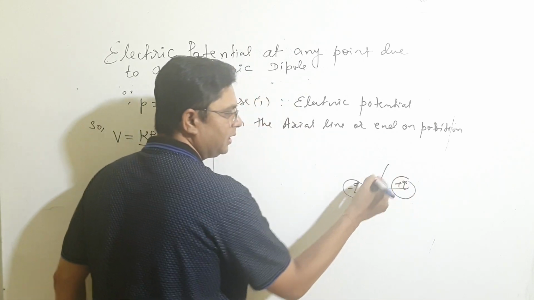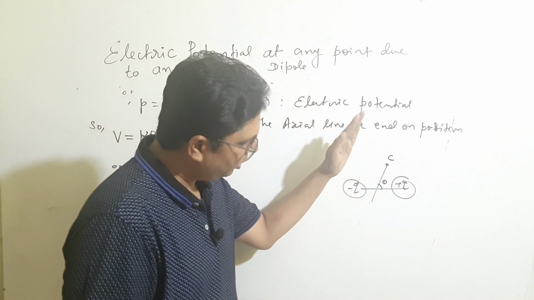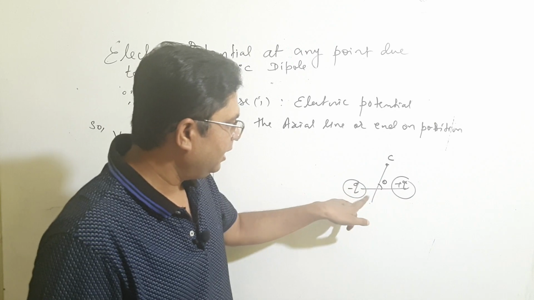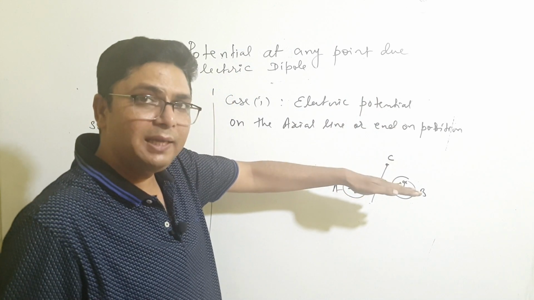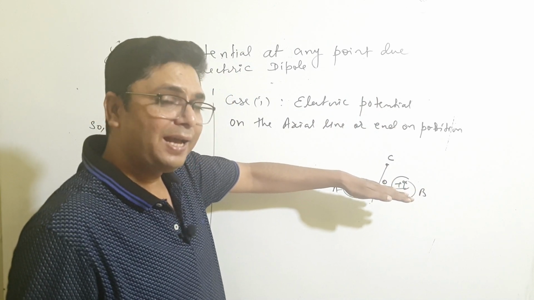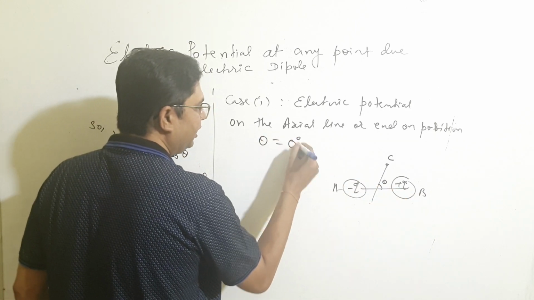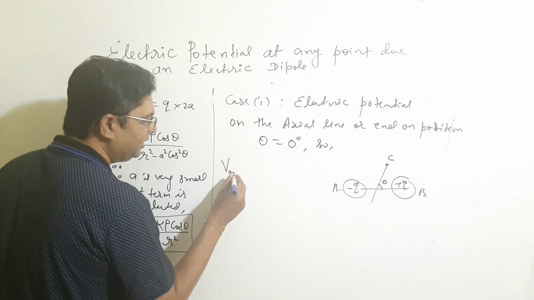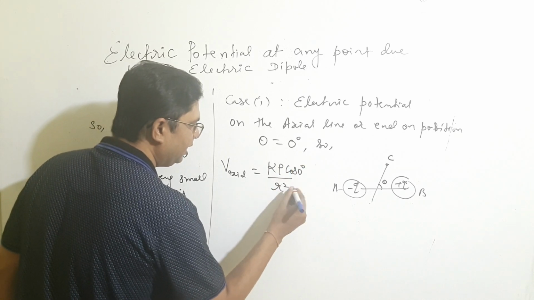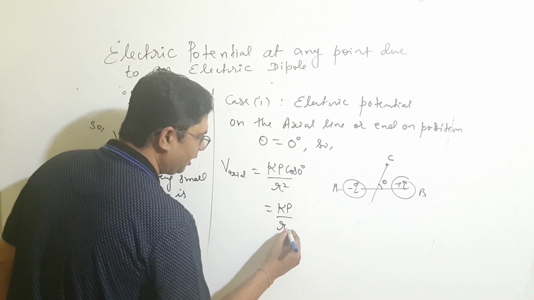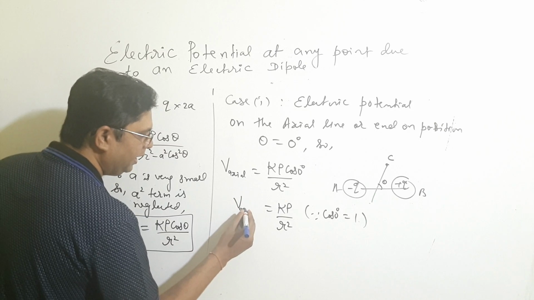This is a dipole. This is the line C. This is the angle theta. You have to slowly move this C and make it fall on the line AB. When C overlaps B, then angle theta becomes 0 degree and it is said to be the axial line or end on position. This means theta equals 0 degree. So V axial is equal to Kp cos 0 degree divided by R square. This is equal to Kp upon R square because cos 0 degree is equal to 1. So this is V axial.